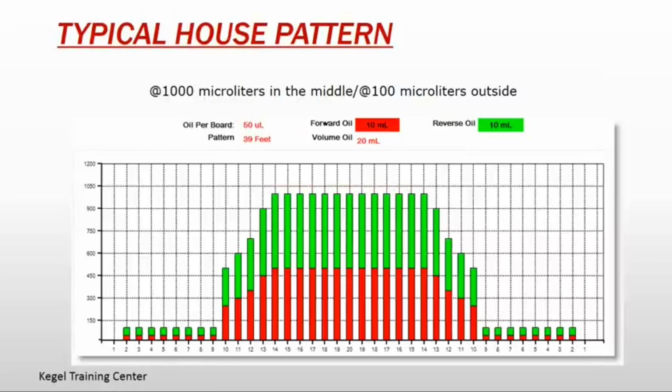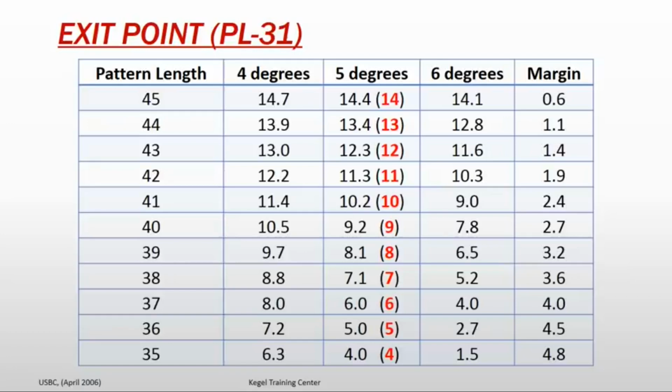This is what the oil looks like at the floor level view. The red is the forward placement of oil, while the green indicates the return oil on top of the forward oil. This chart was published by USBC in Finding a Common Area at the end of the oil pattern by various styles of bowlers in producing a strike.